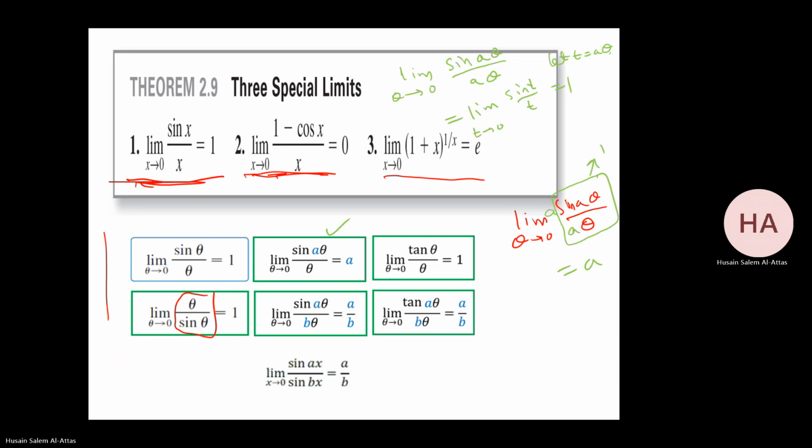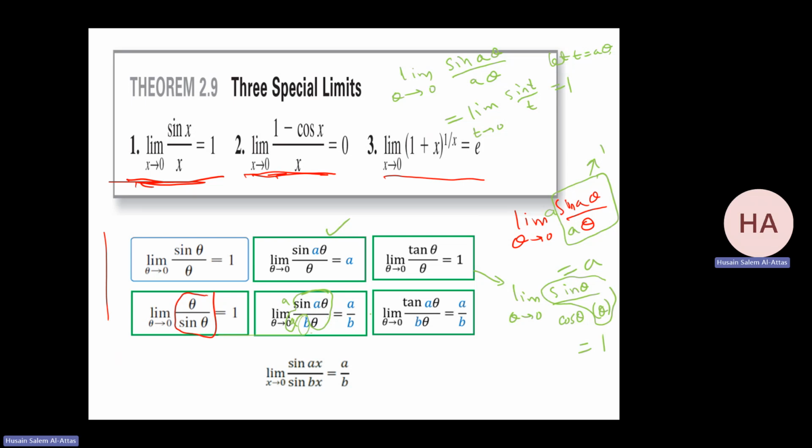If I have sine a theta over b theta, the same idea. Take this b away and put a here and a there. This limit will go to 1, so I have a over b. By the way, if I have tan theta over theta, it's the same idea, the same answer, 1. This will be limit as theta goes to 0 of sine theta over cosine theta times theta. This limit is 1, and cosine 0 is 1, so the answer is 1.